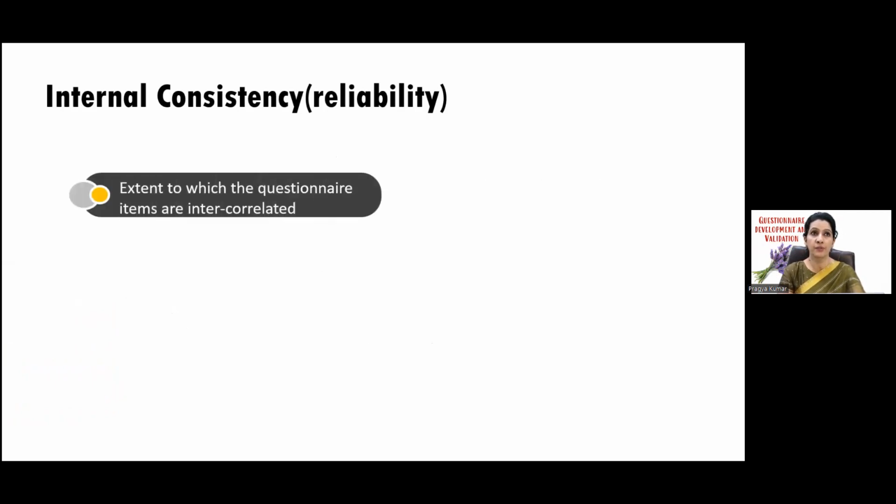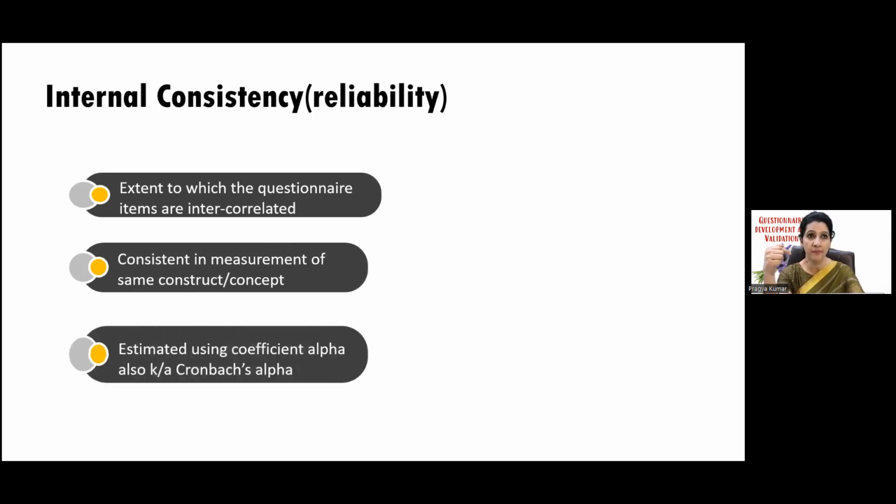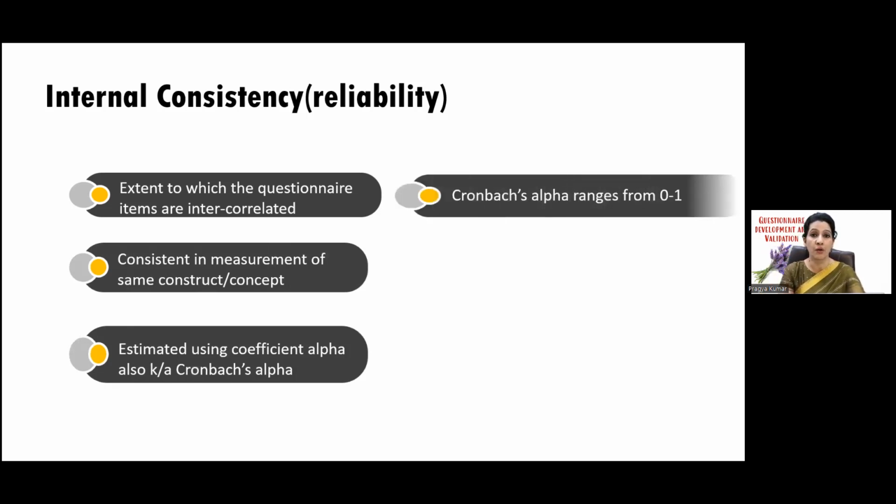Internal consistency or reliability measures the extent to which all the items, if you remember items Y1 to Y5, in that questionnaire are highly interrelated. If they are highly interrelated, that shows indirectly that they are affected by the same construct or latent variable. So it shows that there is consistency in the measurement of the same construct or concept, and it is estimated using the coefficient alpha, also known as Cronbach's alpha.